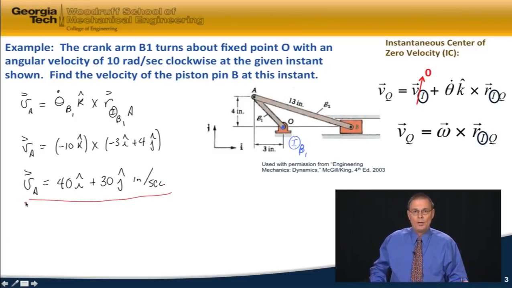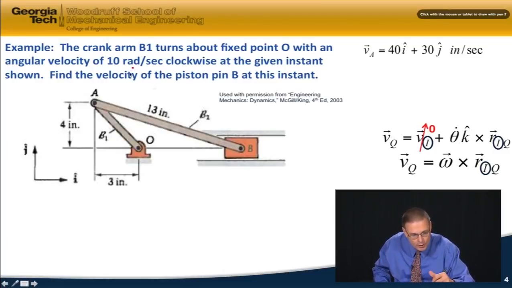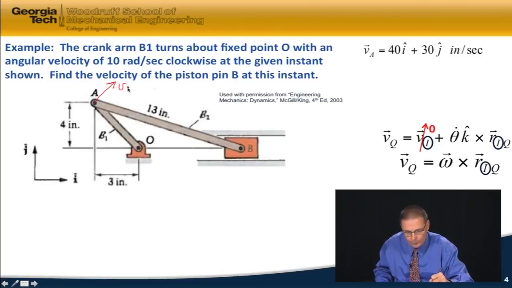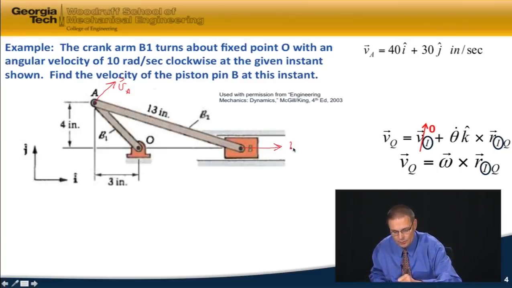Okay, so we keep going towards unknowns again. To go from A to B, I'm going to use the IC method, so I need to locate the IC for body B2, or the bar from A to B. We know that the velocity of A is up and to the right, 40I plus 30J. I can draw that. We also know that the velocity of B is going to have to be to the right because it's a slider mechanism or a piston, so this is VB.